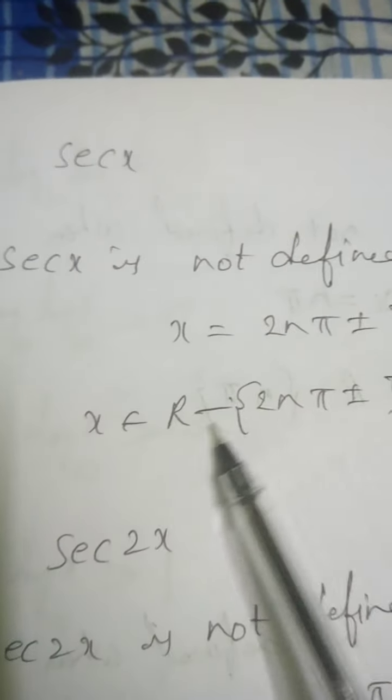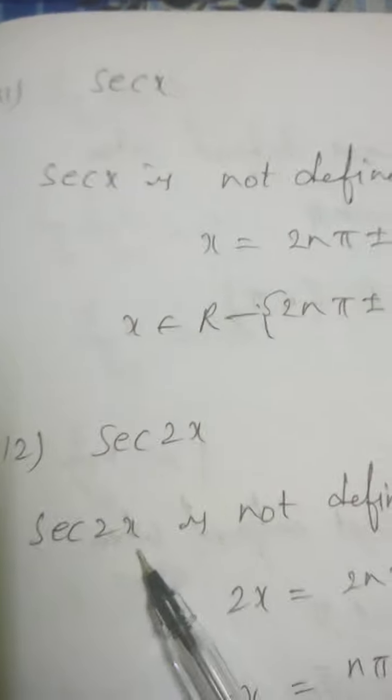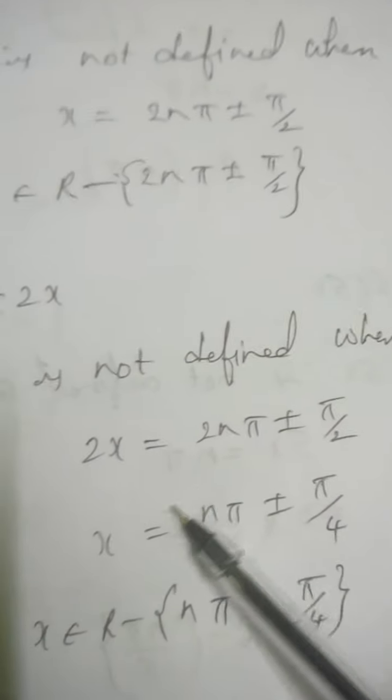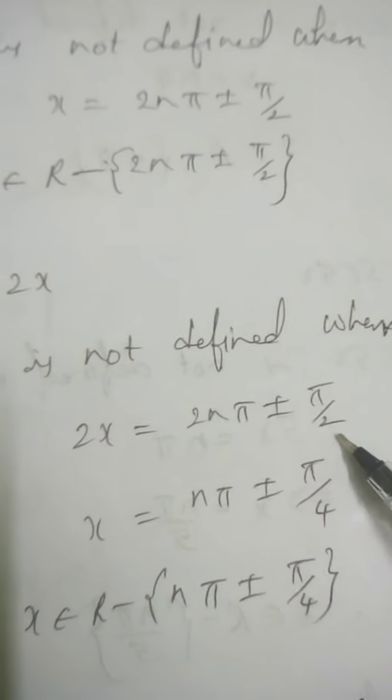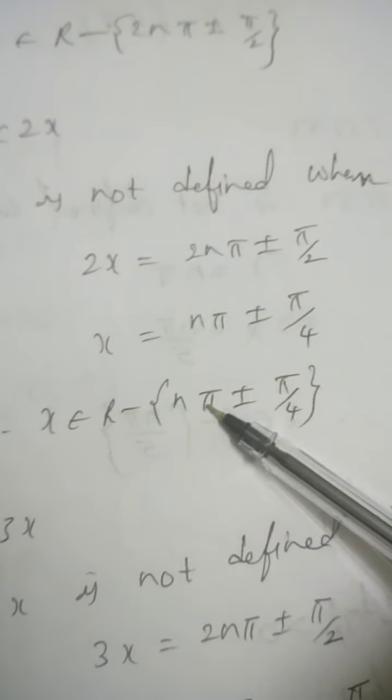Secant x. Secant x is not defined when x is equal to 2n pi plus or minus pi by 2. So x belongs to R minus 2n pi plus or minus pi by 2. Secant 2x. Secant 2x is not defined when 2x is equal to 2n pi plus or minus pi by 2. Bring this 2 down. So x is equal to n pi plus or minus pi by 4. So x belongs to R minus n pi plus or minus pi by 4.